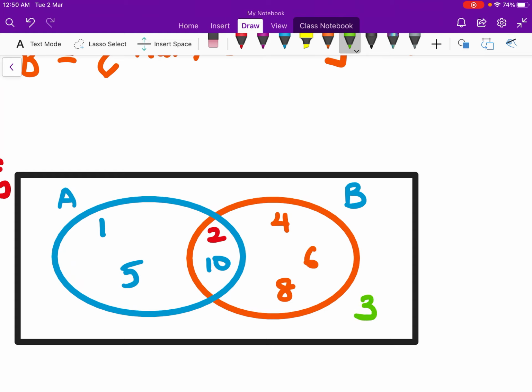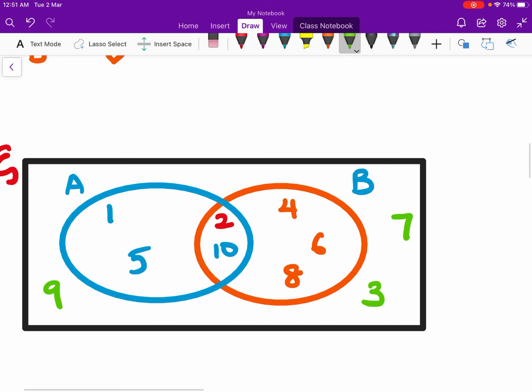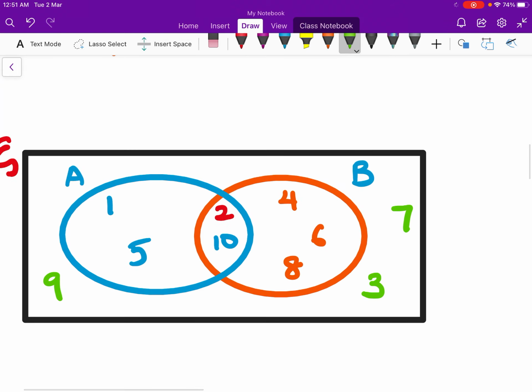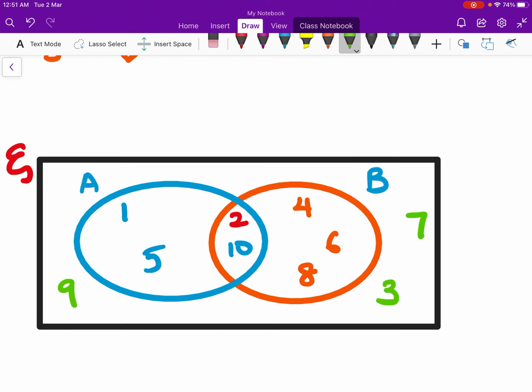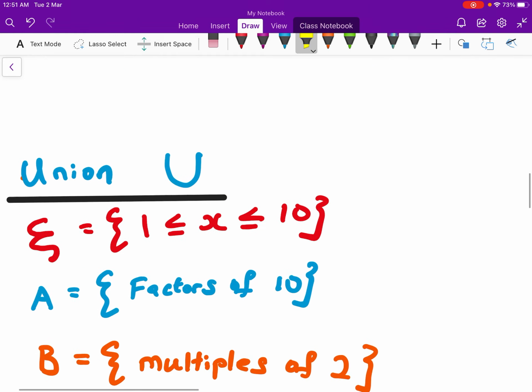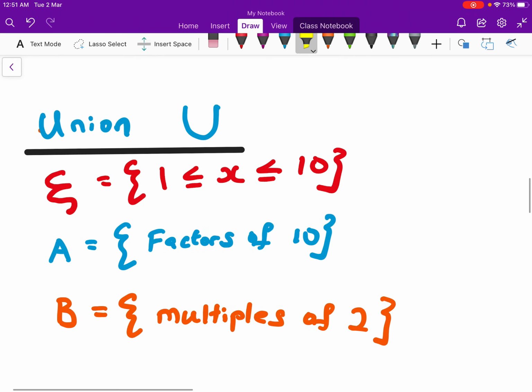4 is inside my B already. 5 is inside. 6, 7. 7 is here. 8 is inside B. 9, that's a 9. So these are all the elements outside my A and B, but still inside my universe. So I can represent them here. This portion is my intersection.